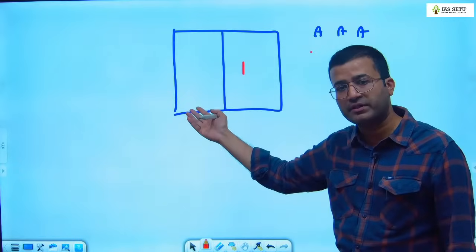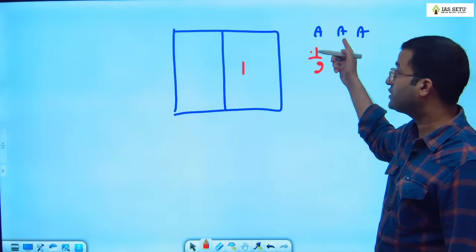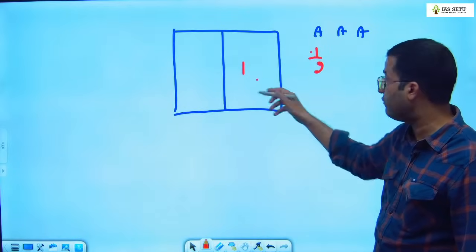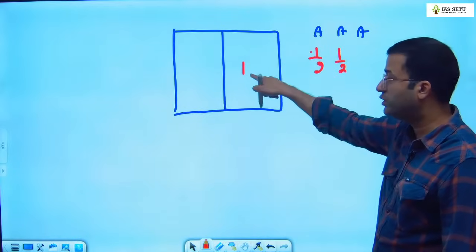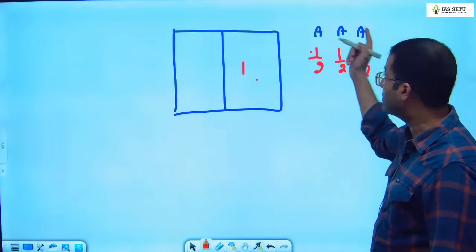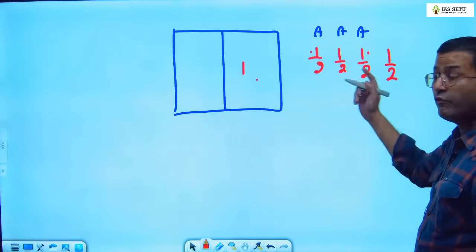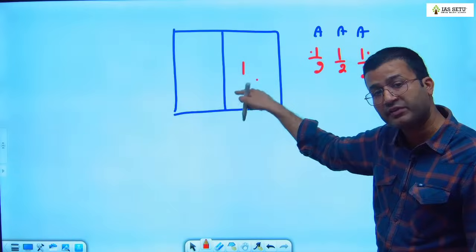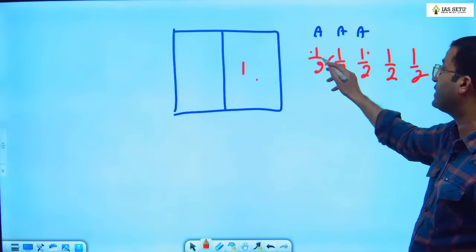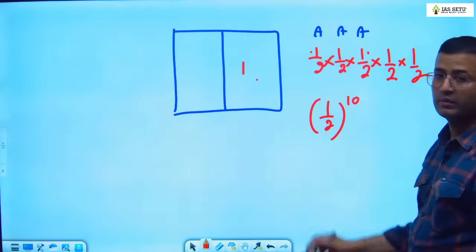Half probability it can be in this part, half probability it can be in this part. What is the probability A lies in this half? 1 by 2. What is the probability the third particle lies in this particular half? 1 by 2. What is the probability the fourth particle lies in this particular part? 1 by 2. What is the probability that the fifth particle lies in this half? 1 by 2. How many times? 10 times. So it is 1 by 2 to the power 10.